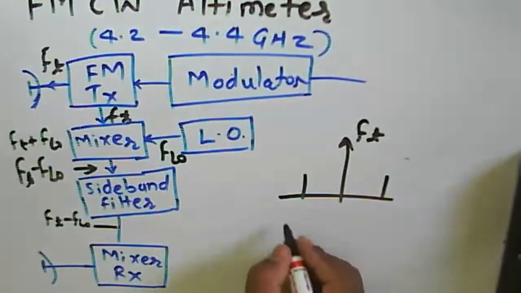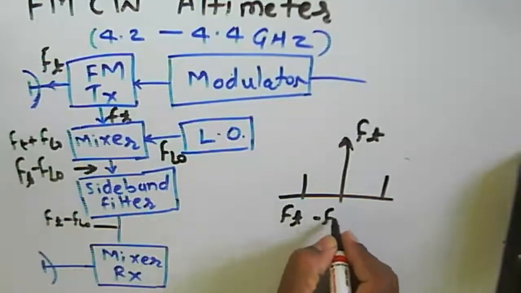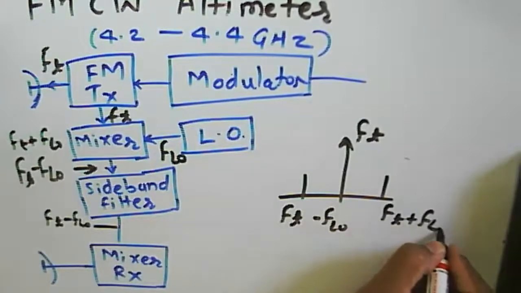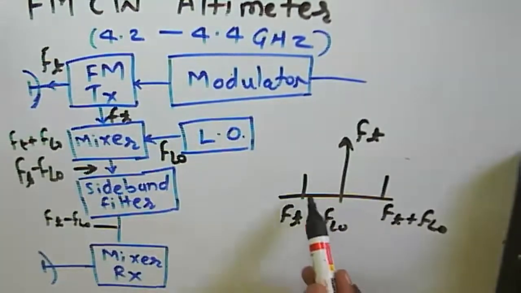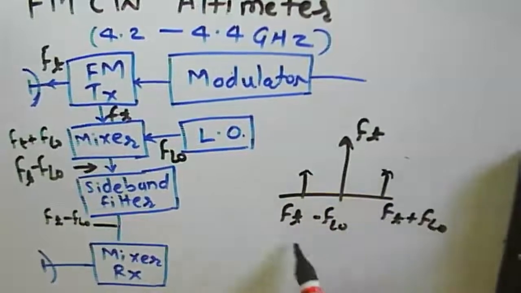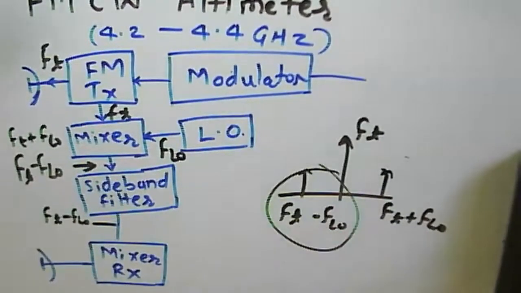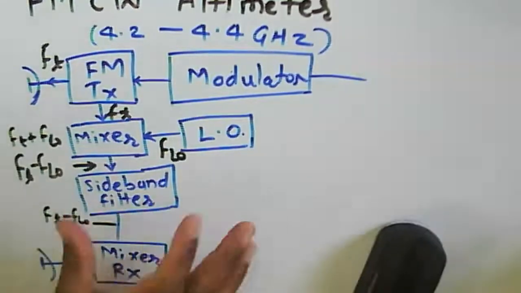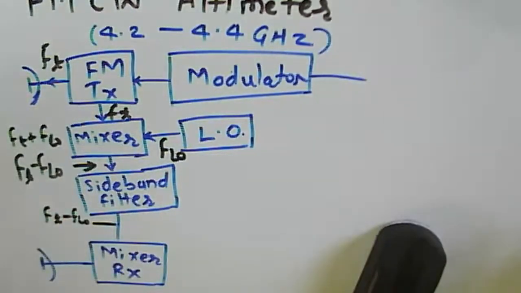One is ft minus flo and the other is ft plus flo. So now only this particular component is to be considered at this sideband filter, and the highest component is to be rejected by the filter there.